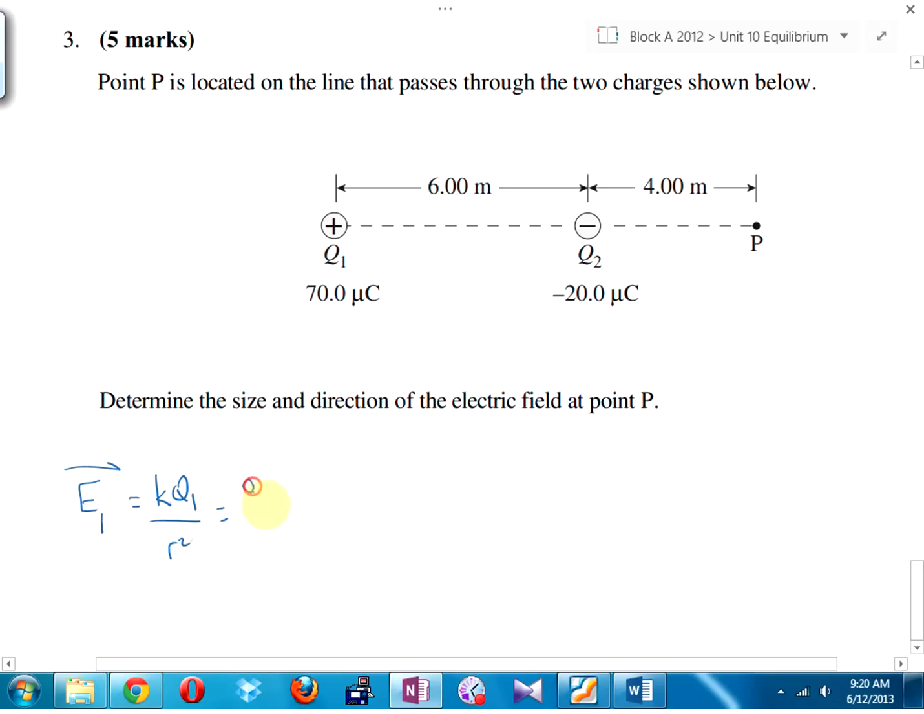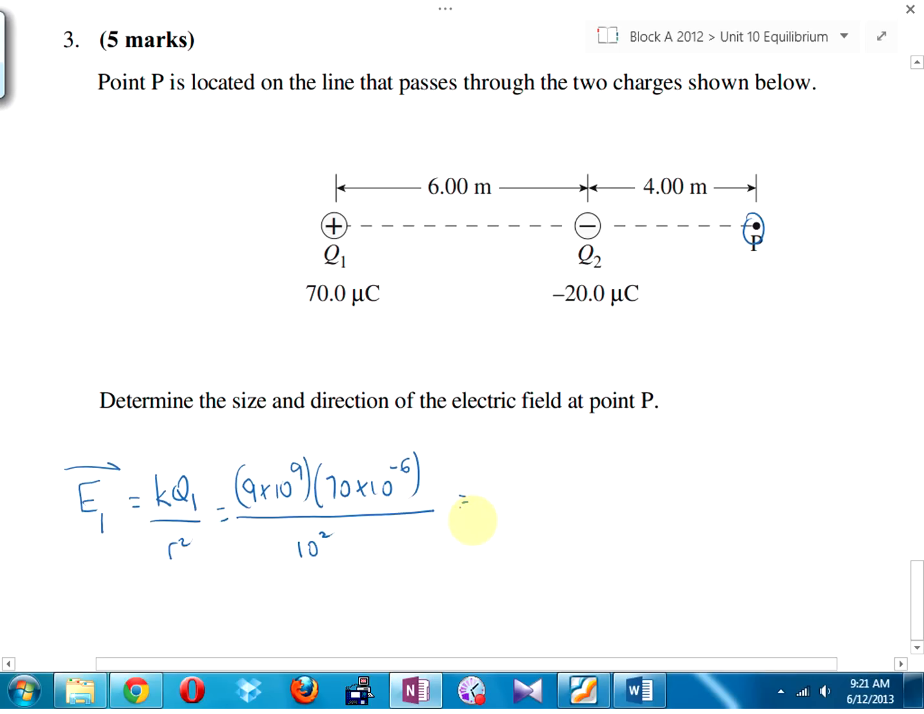It's going to be, K was 9 times 10 to the 9th on your formula sheet. What did micro mean? Yeah, it's on your formula sheet, but it's worth having. 70 times 10 to the negative 6, all over. What am I going to use for my radius here? We're finding the electric field right there. 10 squared. Can you crunch that, please?